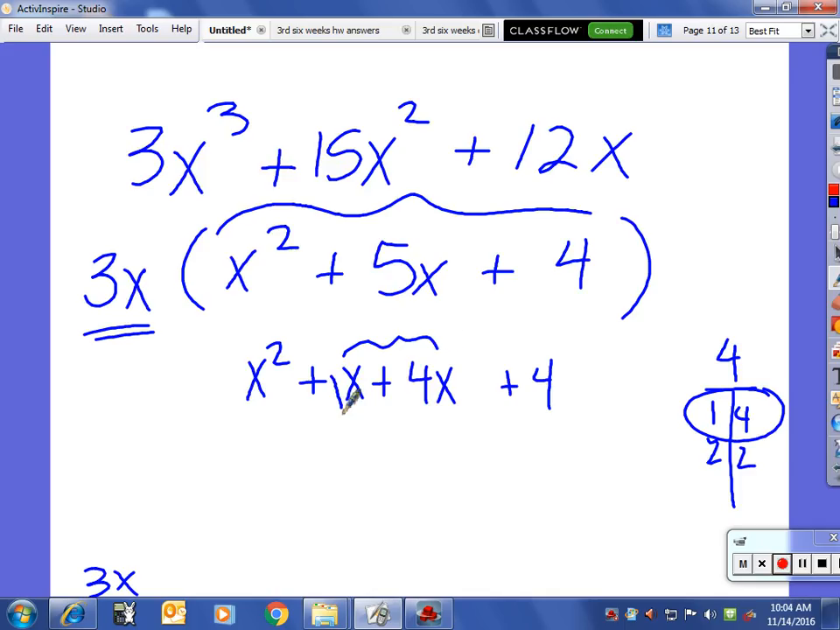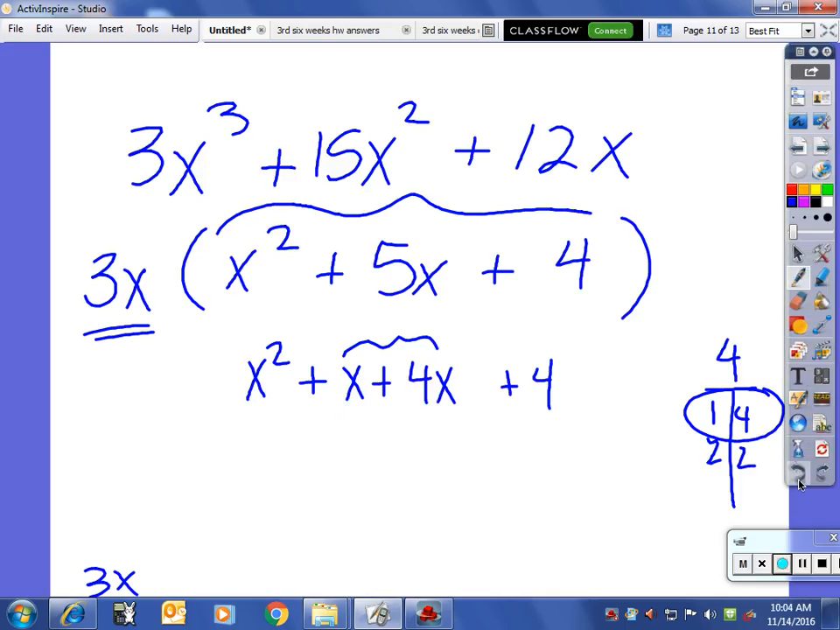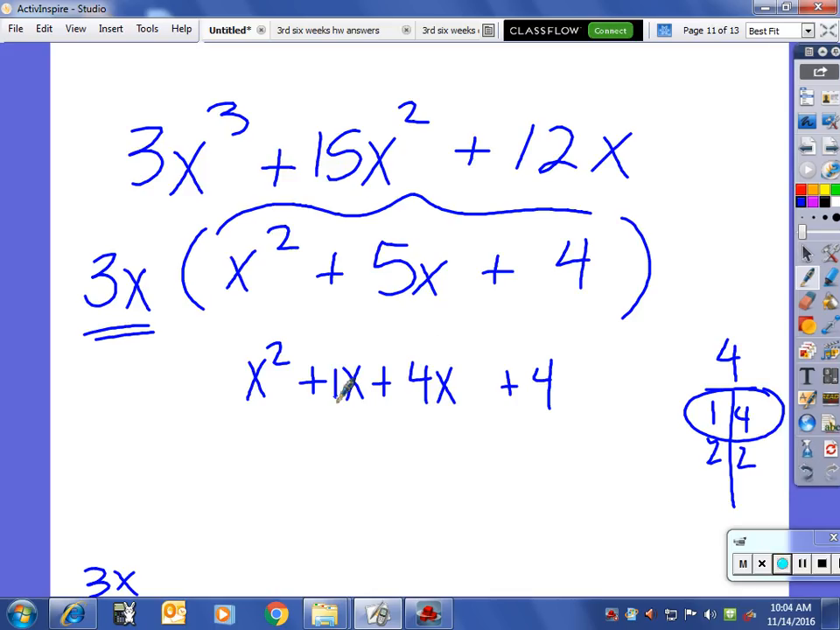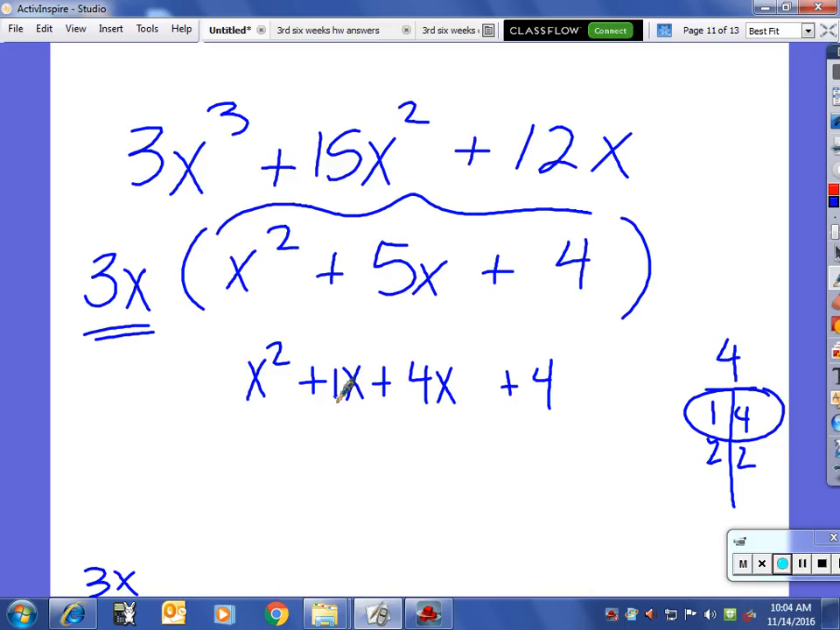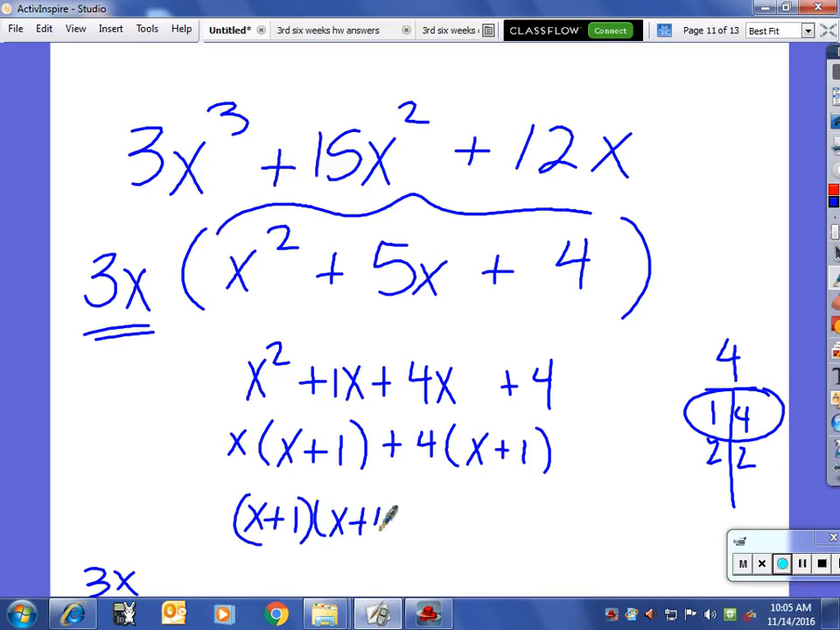I'm going to put a 1 here. The same exact process. The only extra step here is we had to take a GCF out first. Then we factor what's left like normal. The GCF here is going to be x, and I'm left with x plus 1. The GCF here is going to be a 4, and I'm left with x plus 1. Then I factor out the x plus 1, and what am I left with? Okay, then I'm left with x plus 4.